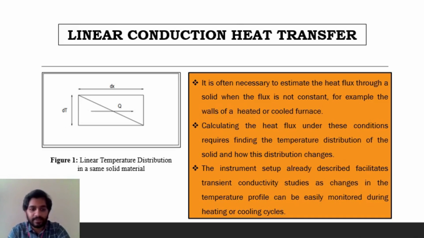As we can see in the figure, it shows a linear temperature distribution in a particular solid material. It is necessary to estimate the heat flux through a solid when the flux is not constant, for example, when a wall is heated through a cooled furnace. Calculating the heat flux under this condition requires finding the temperature distribution of a solid and how the distribution will change. The instrument setup already described facilitates transient conductivity studies, as changes in the temperature profile can easily be monitored during heating or cooling cycles.